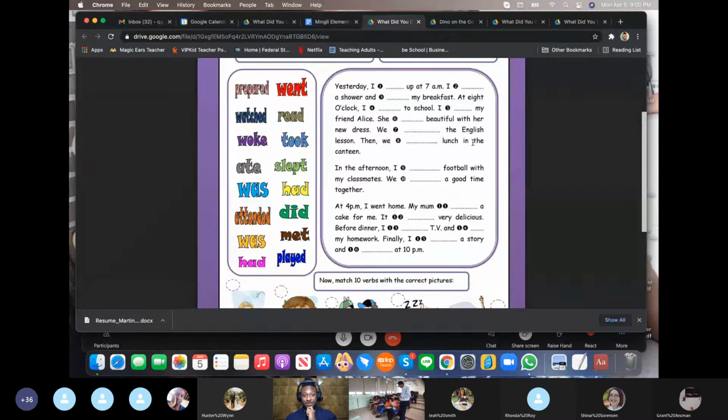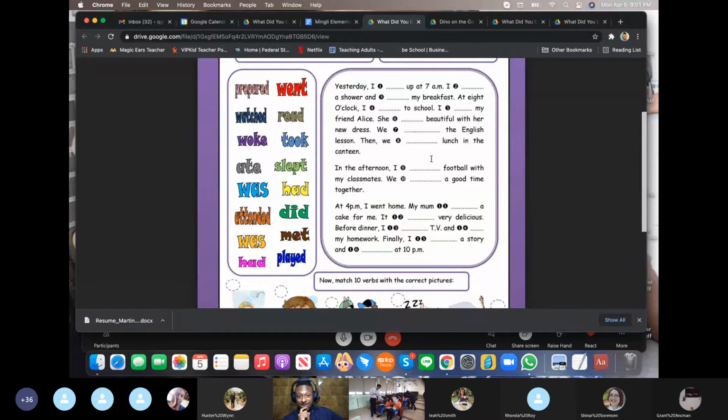Then we had lunch in the canteen. Okay, come on, you do the second paragraph. In the afternoon, I played football with my classmates. We had a good time together.